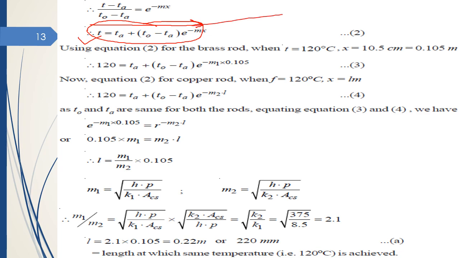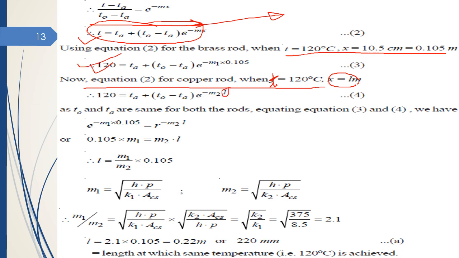So now in this equation we have to put the T and x values. T is 120, that is equals to Ta plus (T0 minus Ta) e raised to minus m1 into distance in meter, that is 0.105 meter. Now if we go for equation number 2, this is the temperature T, 120, but the distance is not known to us, so I am writing L meter. So now this is your first equation, this is your second equation. We have to compare these two equations.